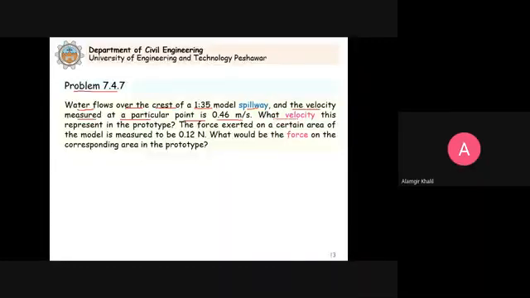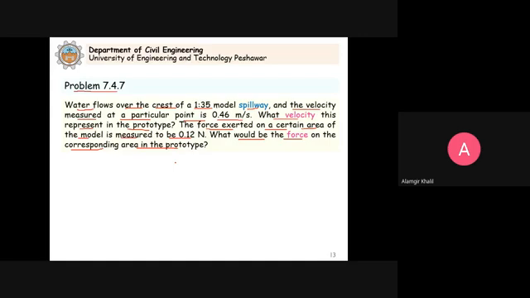Now, what velocity does this represent in the prototype? So now the velocity in the model is given, and we have to calculate the velocity in the prototype. The force exerted on a certain area of the model is measured to be 0.12 Newton. What would be the force on the corresponding area in the prototype?